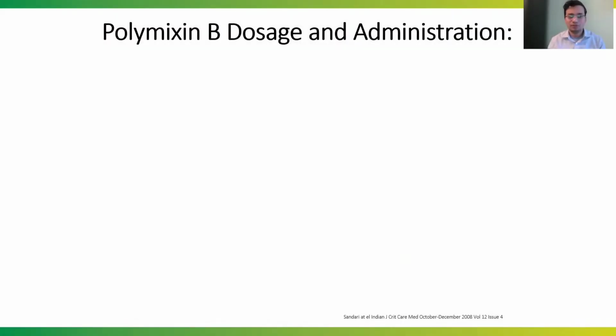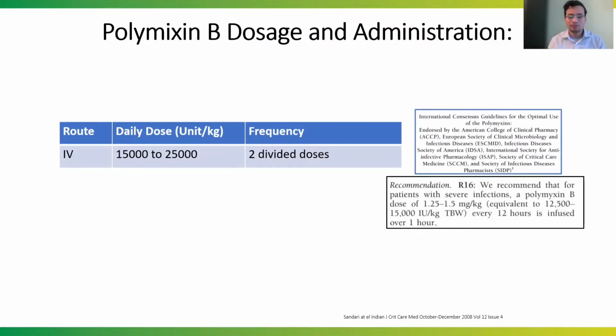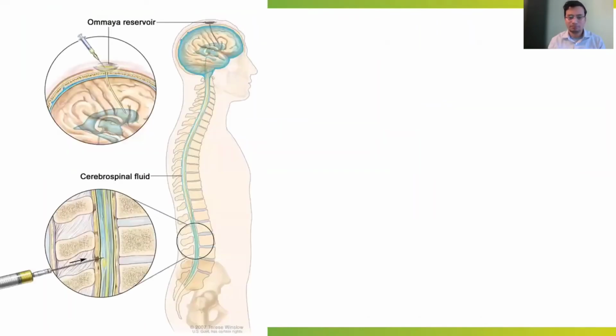The dose is 15,000 to 25,000 units per kg divided into two doses. Even in renal dysfunction, do not decrease the dose lower than 15,000 units per kg for better bactericidal effects. So for an adult patient, use 15 lakh units per day in two divided doses of 7.5 lakh units IV. A dose of more than 20 lakh units per day may cause renal impairment. That one you should remember.